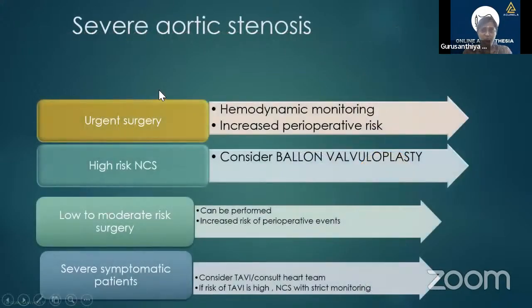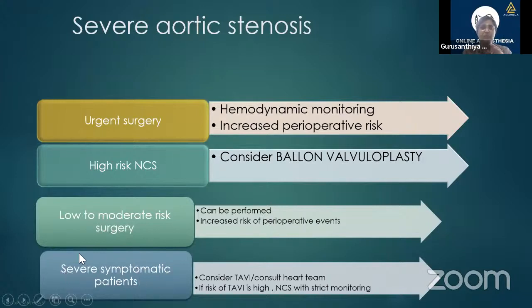So based on the severity of aortic stenosis, if it is an urgent surgery, with hemodynamic monitoring and increased perioperative risk, we just have to go ahead because there is no other option. In case the patient is going to undergo a high-risk non-cardiac surgery, say a Whipple's, then you consider a balloon valvuloplasty, which is safer. In case the patient is asymptomatic and undergoes only a moderate to low risk surgery, it can be performed with an increased risk of perioperative events, MACE.